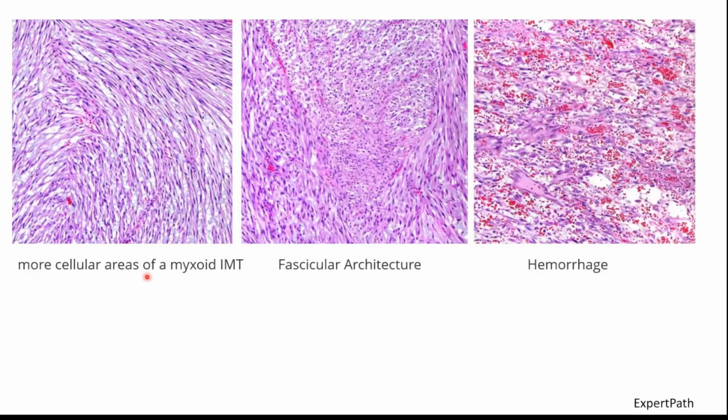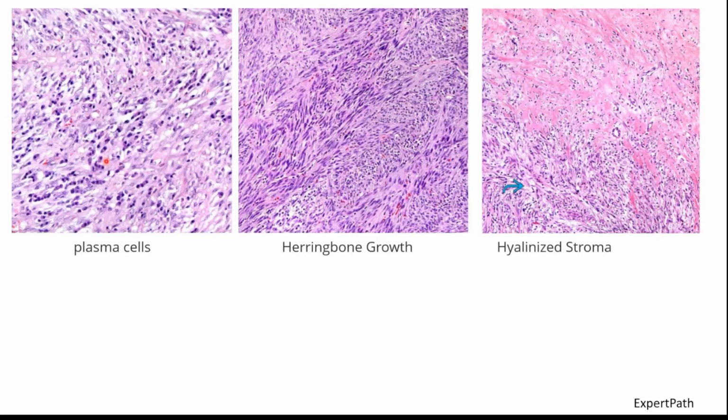Here we show a more cellular area with a myxoid bluish background. Then some of these spindle cells form this vesicular growth. We also can see extravasated red blood cells, so it really overlaps with nodular fasciitis. And then tons of different kinds of inflammatory cells, including lymphocytes, eosinophils, neutrophils, and even plasma cells. This is a high power view. We can see tons of plasma cells in the background.